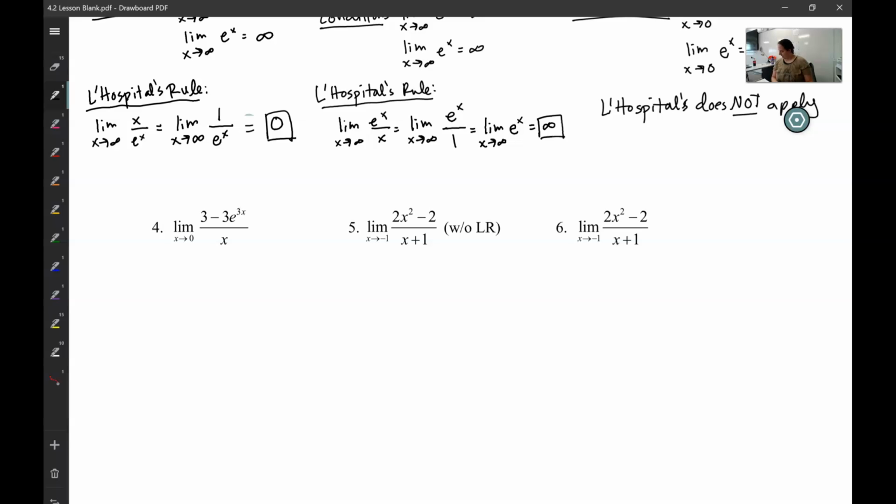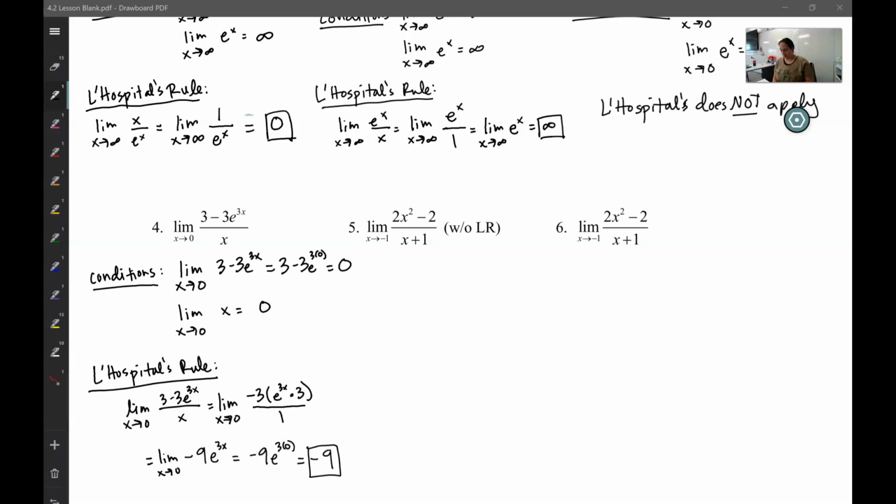Okay, I want you to try number 4. So write out the conditions first to make sure that your conditions are met. You get 0 over 0 or infinity over infinity. And if the conditions are met, then take the derivative of the top and the derivative of the bottom and see if you can then do your limit. So pause the video, try out number 4.